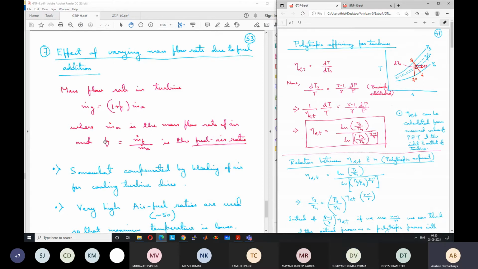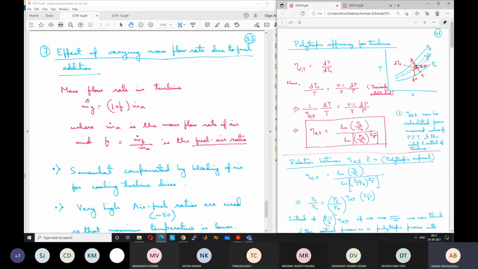Okay. Up to that is not correct, because we will not have very small values, like you will not have near stoichiometric values. So maybe 1 is to 40, 1 is to 50, like this. It means that the mass flow rate of fuel is very small compared to the mass flow rate of air. The increase in mass flow rate can be taken into account like this: the new mass flow rate will become m dot a plus m dot f, which is nothing but equal to (1 plus f) into m dot a.